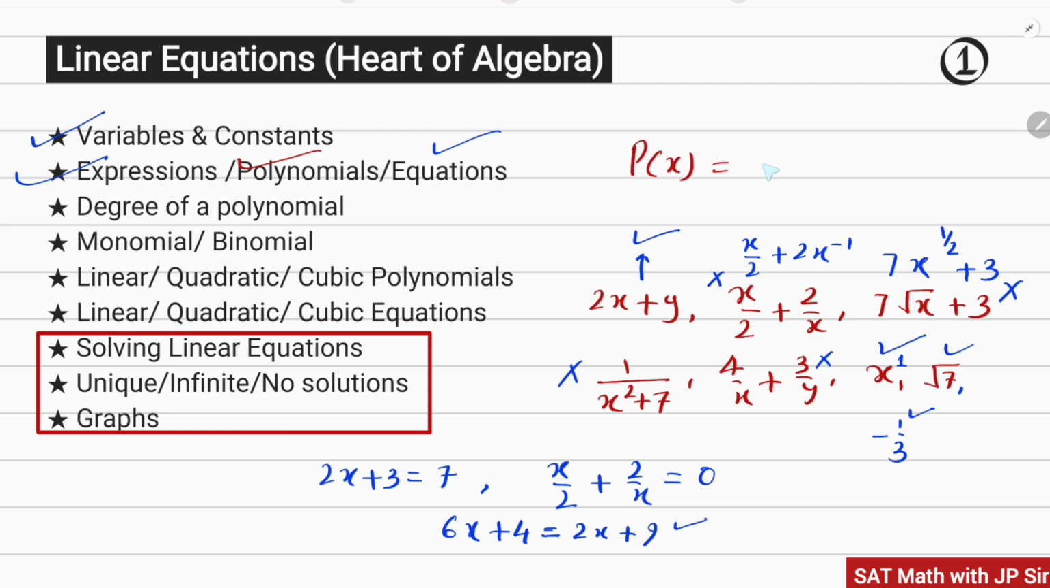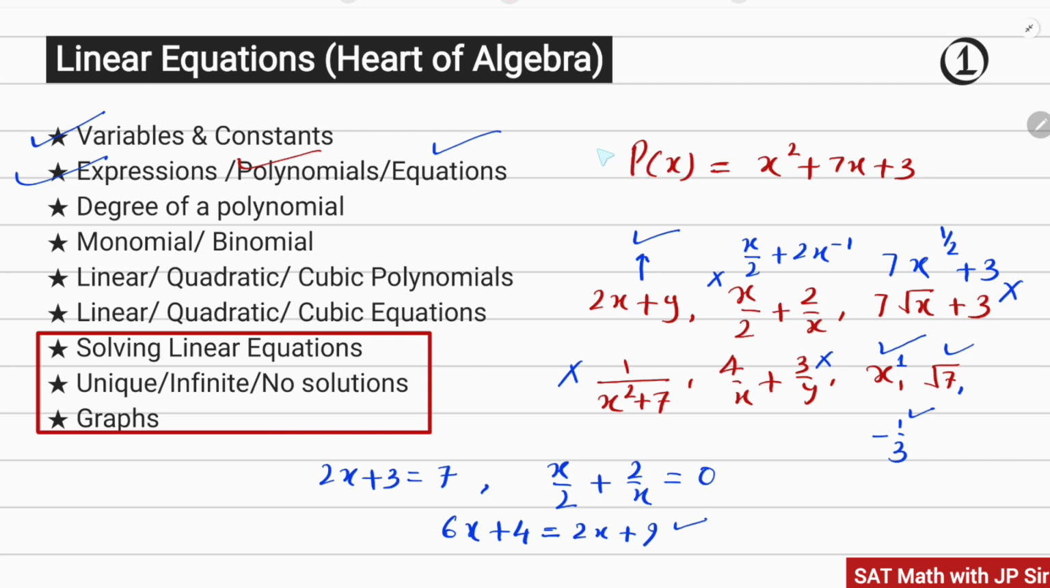P of x equals x square plus 7x plus 3. So what is this? Is it a polynomial or an equation? You may say that, okay, we have an equal sign here, so it is an equation. No, it's not an equation, because it is just a representation of a polynomial, that we are writing as p of x, but it is not equal to something. In order to convert it into an equation, you need to write it equals to something. I mean, it should be equal to like 4 or 5 or 6 or something.